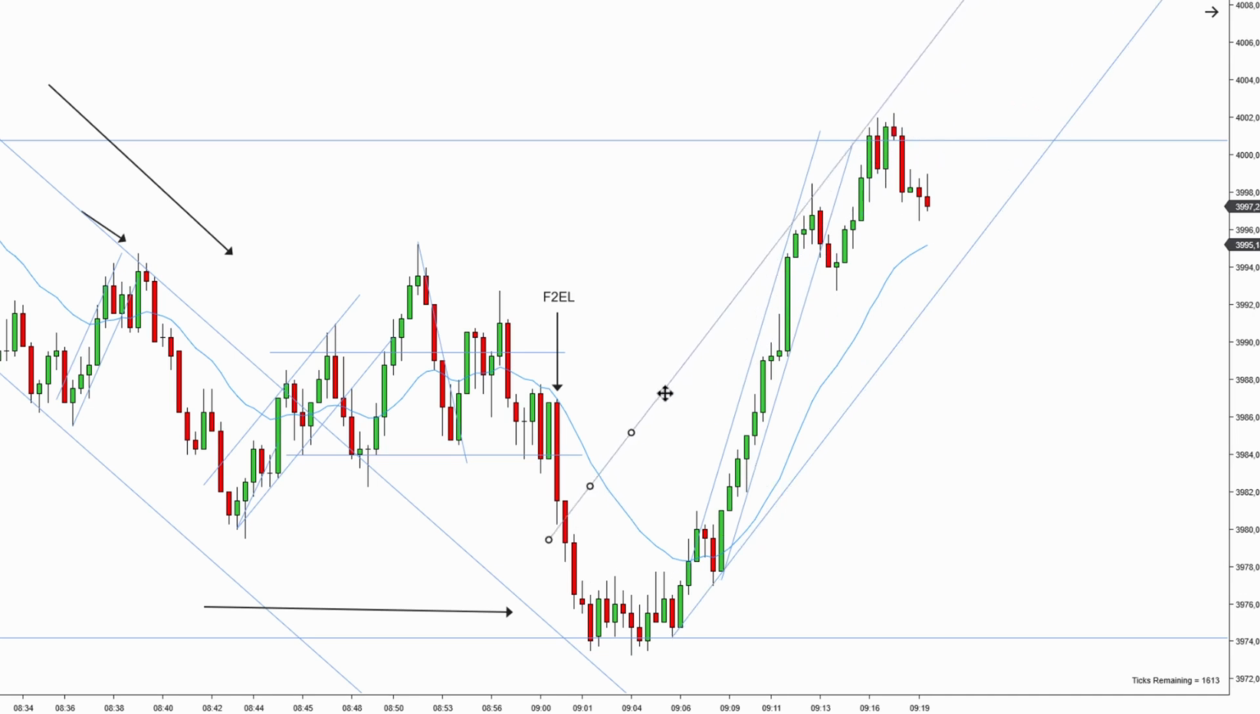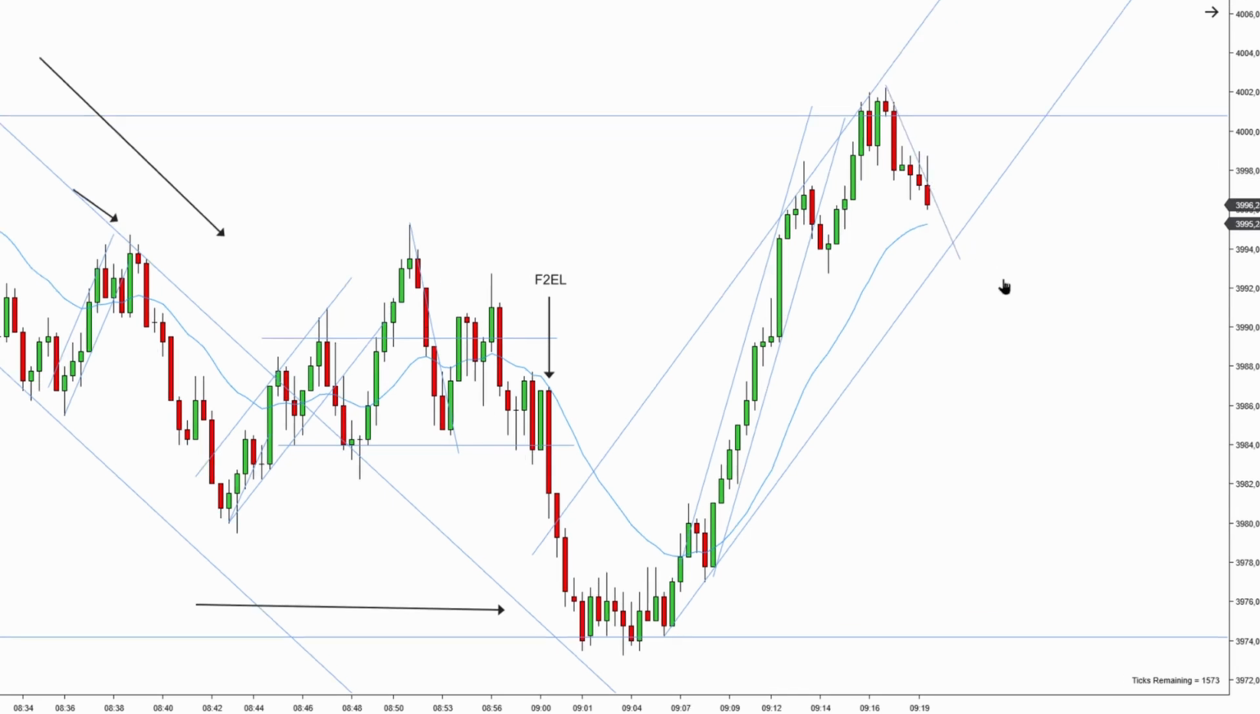I'm just going to copy it, put it at the top. And since this move is quite strong, I expect the wider channel to be formed. This channel is just too tight for this big of a move. I'm going to redraw a shortened downtrend working lower because I always need to follow the shortened channels. All right, so this is how I'm approaching the market.